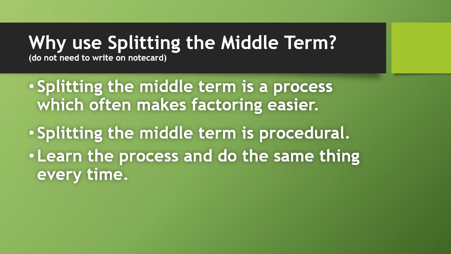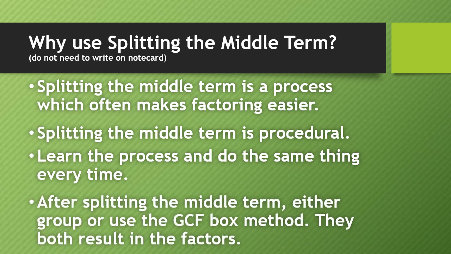And splitting the middle term is very procedural, so if you will learn the process and just do the same thing over and over and over. We use factoring for a lot of things in geometry, algebra 2, pre-calculus, and calculus, so factoring is just an integral skill, kind of like your multiplication tables. And then once we split the middle term, we are basically going to start the process we did last week with factoring by grouping, or we can factor using the greatest common factor box method, which I will show you today. Both of these methods result in the exact same thing.